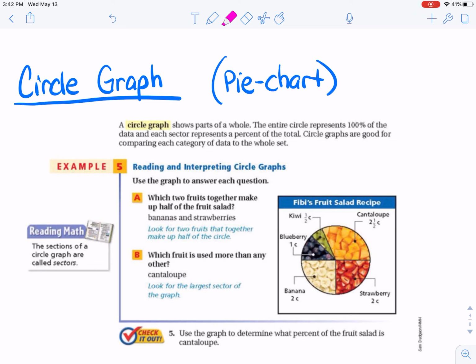Looking at the picture itself, I can kind of just glance at it and I can see that without even looking at the numbers, and if I just look at the colors of the fruit, I can see that cantaloupe is the one that's used the most, that has the most cantaloupe in this particular fruit salad.